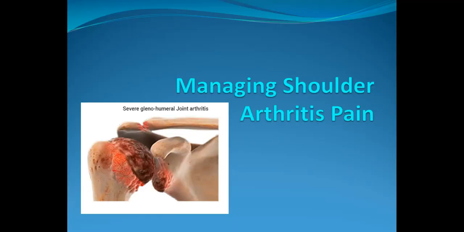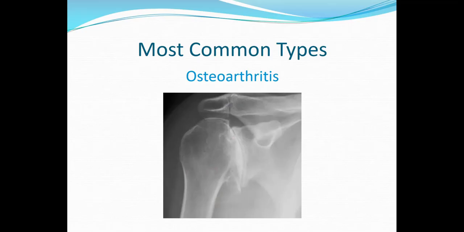Next, we'll move on from talking about rotator cuff-related pain and surgical management to talking about managing shoulder pain related to osteoarthritis. Arthritis means joint inflammation, and the most common type of arthritis is osteoarthritis. Osteoarthritis is age-related wear and tear or degenerative arthritis that usually occurs in people over the age of 50.